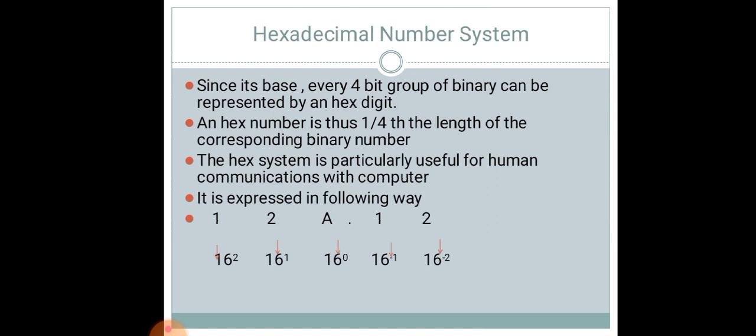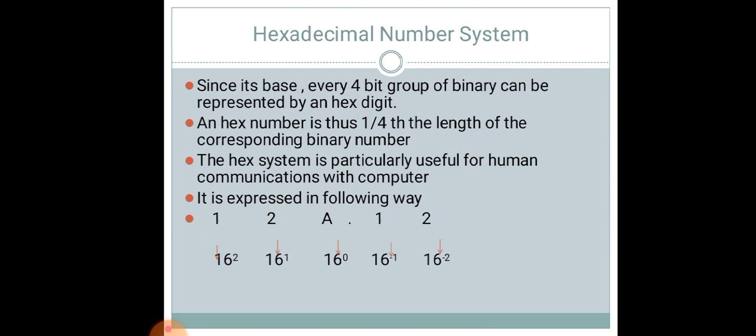देन हेक्साडेसिमल नंबर सिस्टम, जैसे बाइनरी को कन्वर्ट करते हैं हम ऑक्टल में तो 3 बिट बाइनरी का ग्रुप लेते हैं, मैंने बोला वैसे ही इफ वी वांट टू कन्वर्ट अ बाइनरी नंबर इनटू हेक्साडेसिमल नंबर वी हैव टू टेक द ग्रुप ऑफ 4 बिट बाइनरी. Why 4 bit binary? Because 2 raised to 4 is 16. That's why to convert the group of binary into hexadecimal we have to take the group of 4 bit binary, right? This concept will be clear whenever we start the conversion, right? The hexadecimal number is 1/4 the length of the corresponding binary number, right?